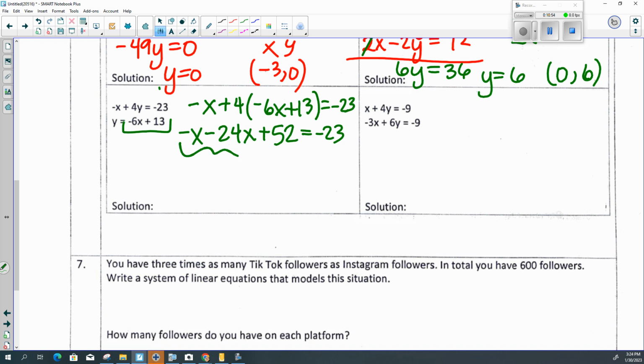Let's combine the like terms. We're going to subtract 52 on both sides. When I divide by a negative 25, I get x equals 3. I still need to find the y. So y will equal negative 6 instead of the x. Let's plug in that value that we know. And negative 12 plus 13 is 1.